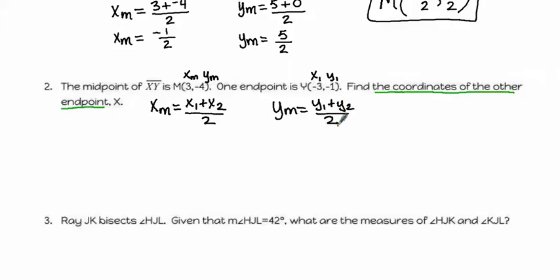And we're going to start filling in. Okay, so substitute in our values. X sub m is 3 equals x sub 1, -3, plus x sub 2, we don't know that one, so leave that as is, all divided by 2.